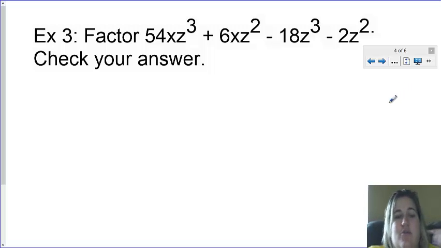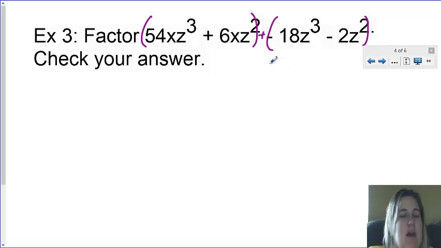Number 3, or example 3, same thing, grouping those first two and the last two, and again, put that plus between because we're not multiplying. What can I factor out of these first two? Well, 54 and 6 are both divisible by 6. I have x in both. Then I have z to the third and z to the second. I can take z to the second out of both.